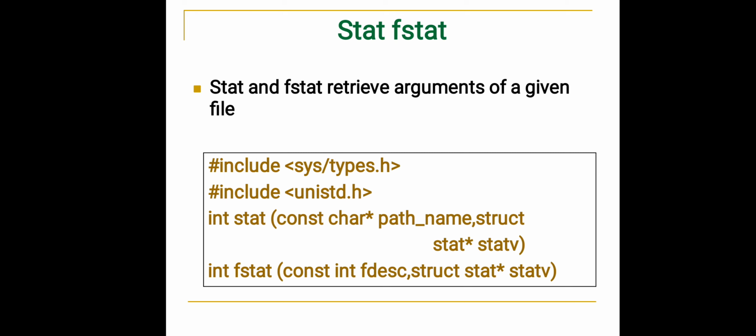stat and fstat. stat and fstat retrieve attributes of a given file. #include <sys/types.h>, #include <unistd.h>, int stat(const char *path_name, struct stat *statv). int fstat(const int fdesc, struct stat *statv).